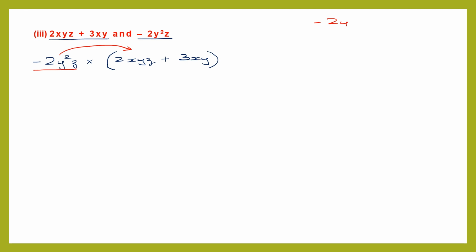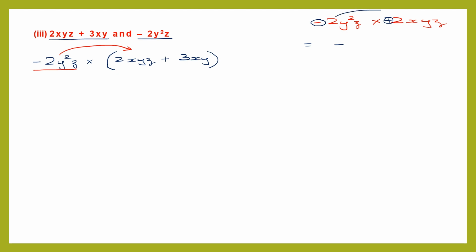Next question, we multiply this polynomial by this monomial. So let's write this 2y square z into, and put the polynomial within brackets, 2xyz plus 3xy. Okay, so now what we have to do is take the monomial and multiply it with the first term of the polynomial, that is minus 2y square z into 2xyz. Okay, now let's go slowly. So here we have a minus sign. Here it's understood it's a plus sign. So minus into plus is minus. So the sign is minus.